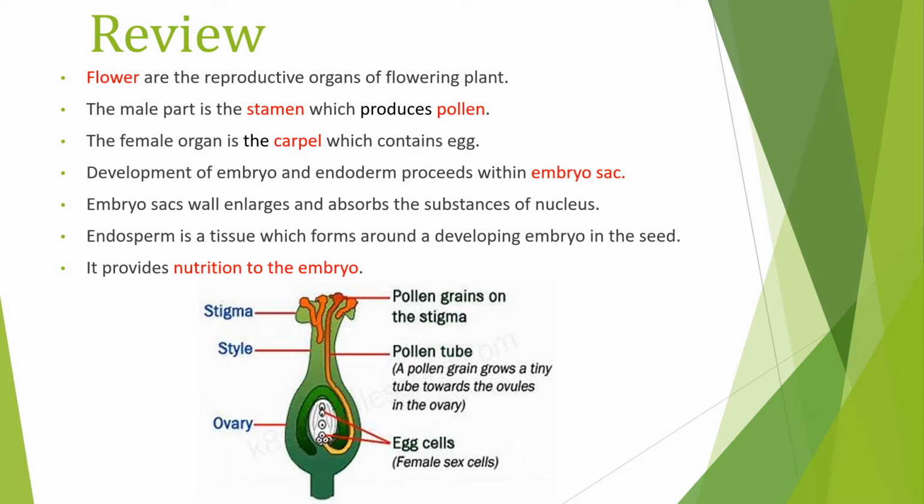It contains stigma, style and ovary. The pollen grains are present on the stigma. This pollen grain grows a tiny tube towards the ovule and enters into the ovary. Inside the ovary, you see the ovules are present. They are having egg cells, which are the female sex cells.